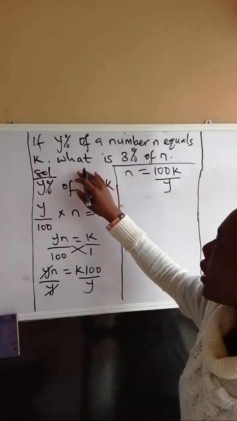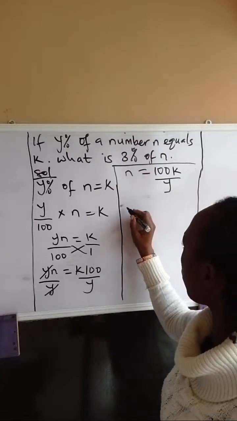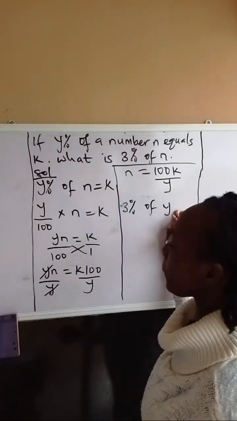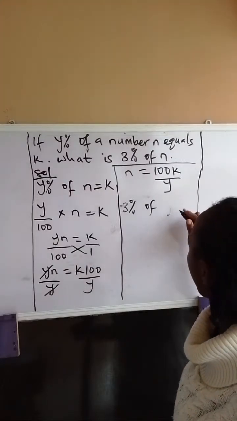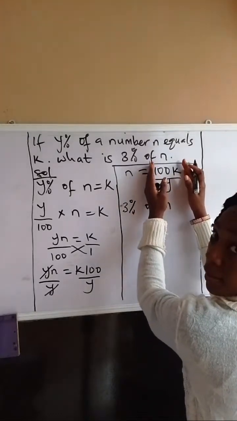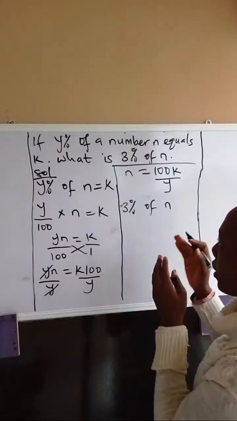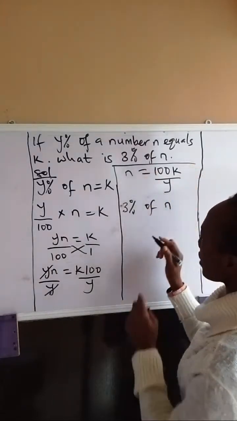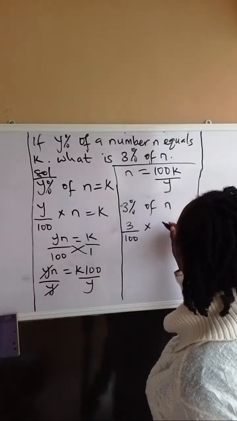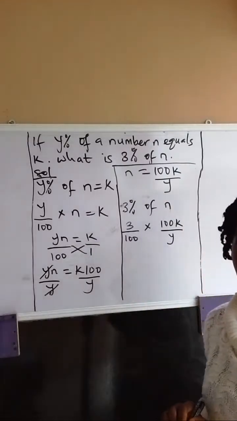Now, the next part asked, what is 3% of n? All right, so now our value for n is this. We're going to substitute for the value of n. Now, 3 over 100 times 100k all over y. Can you see that?